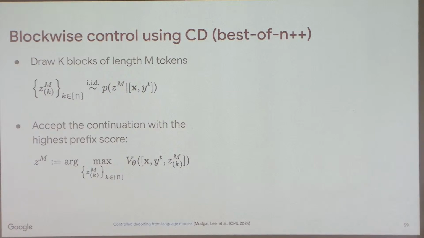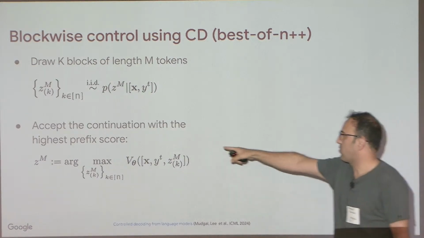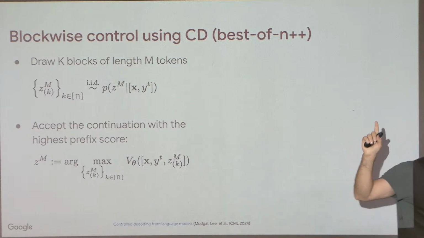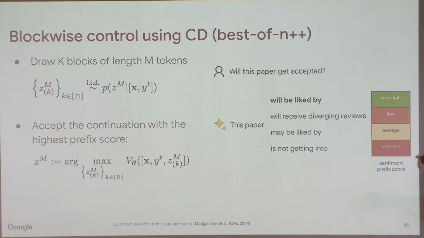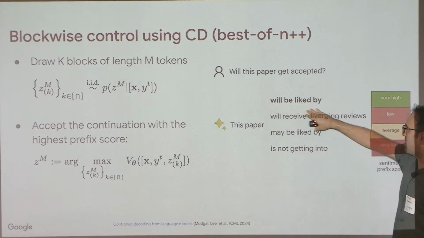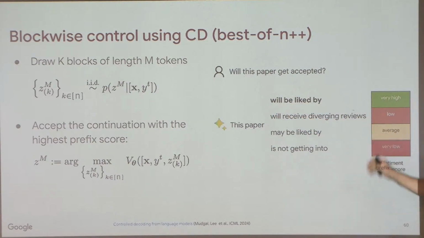That's going to reduce the latency quite a lot, because now we're only doing this for a block of length m, but the throughput is still affected by a factor of n. Now, to give you an example, will this paper get accepted? Let's say m is 4, so we generate 4 tokens: will be liked by, we'll receive diverging reviews, maybe liked by, and so on. Then we look at the sentiment prefix score. This one gets the highest score, so we keep this continuation, reject the other 3, and then continue. Okay.